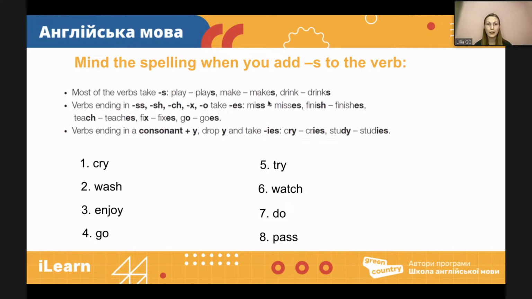All right. And if there is consonant, "приголосна", and then y, we change that y for i, adding es ending, like cry, cries, and stuff like that. So let's try. What do you change? How do you change the verb cry? Again, in the comments, please. So she or he.